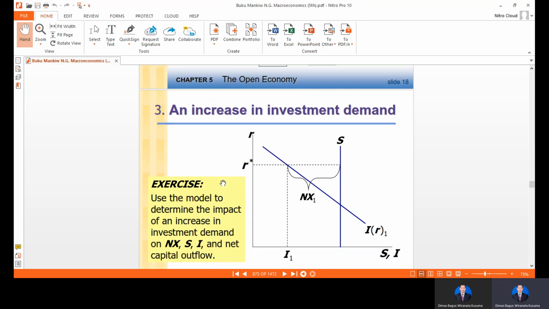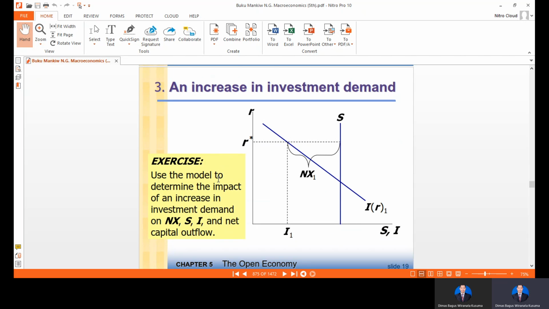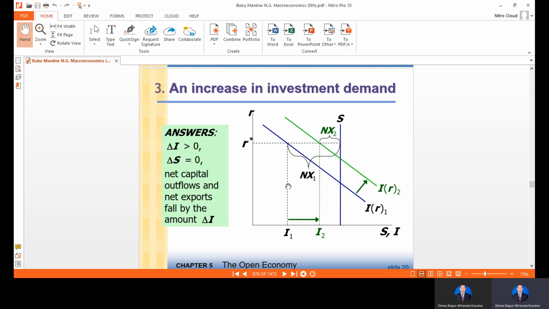And here is the third one: an increase in investment demand. So use the models to determine the impact of an increase in investment demand. If the demand increases from IR1 to IR2, increases here means that it will shift to the right, and it will reduce the NX from NX1 to NX2. So it means that if the investment demand increases, it will reduce net export in a particular country. Why does it happen?